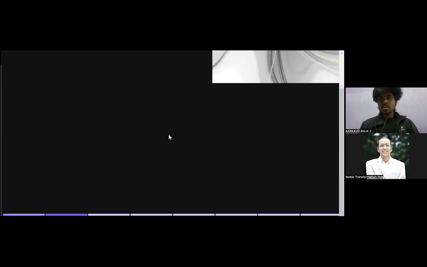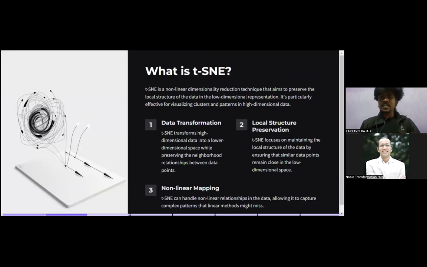So let's move on to the next thing. Let's see what is tSNE. tSNE is a non-linear dimensionality reduction technique that aims to preserve the local structure of the data in a low dimensional representation. It is particularly effective for visualizing clusters and patterns in high dimensions. Till now we have seen the dimensionality reduction techniques PCA and then LDA, principal component analysis and linear discriminant analysis. Both are linear, but tSNE works for non-linear data. That's an advantage of this dimensionality reduction technique. Let's see what things we have in tSNE.